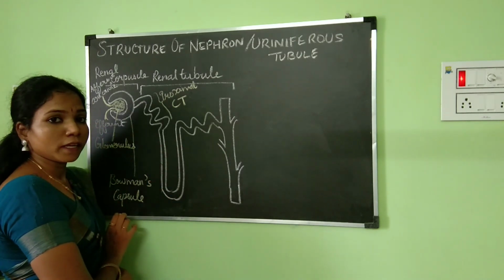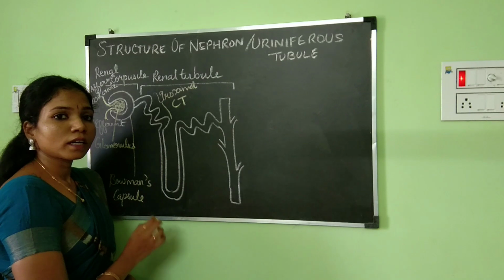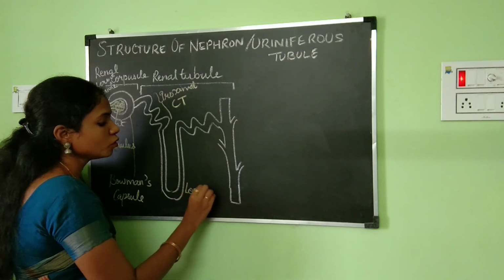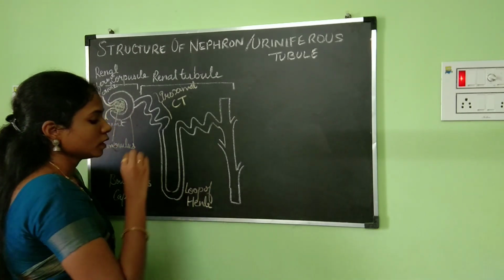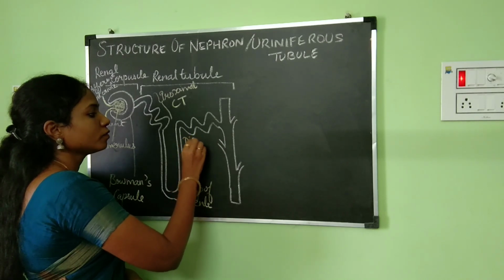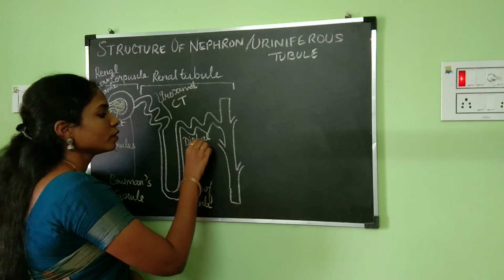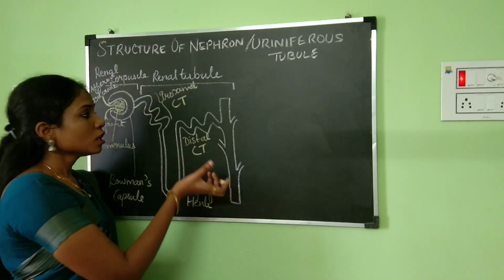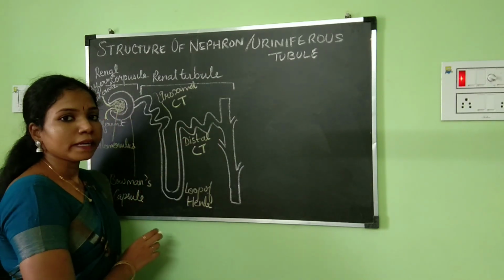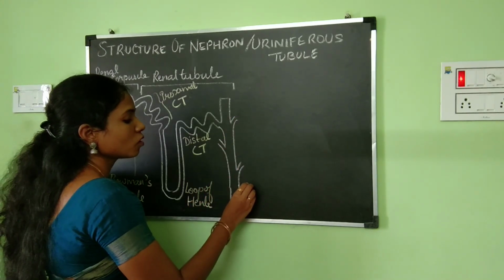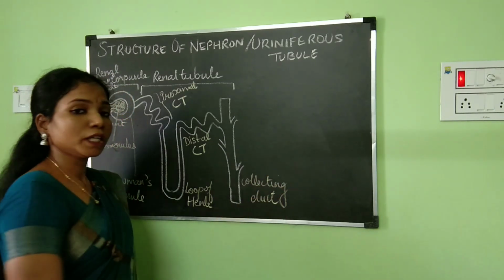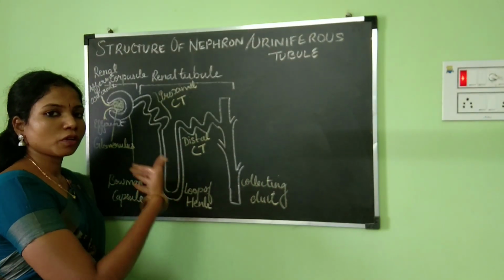Then this portion which you are seeing right now is not coiled and it is looking like a hairpin loop or a U-shaped loop. This region is called the loop of Henle. And then the next portion of the renal tubule is called the distal convoluted tubule. Distal means away. Okay. So as this region is located away from the Bowman's capsule, it is known as the distal convoluted tubule. And the last portion is called the collecting duct, or it is also called the collecting tubule.